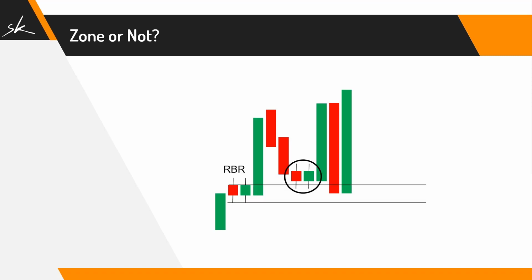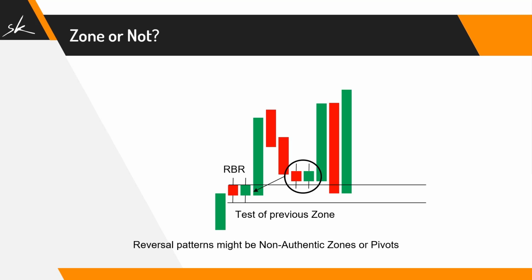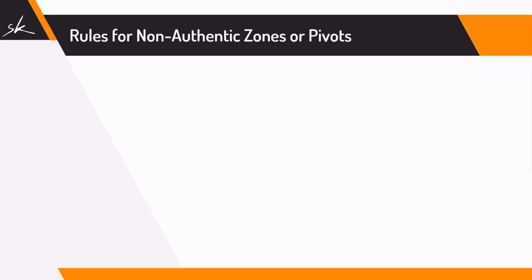If we look back in history, the drop base rally was formed as a test of a rally base rally. Therefore, a reversal pattern might not be a zone but a test of a previous zone. Such zones are called as non-authentic zones. Reversal patterns are also called as structures of pivot. Reversal patterns can be non-authentic or pivots. Therefore, whenever we are using reversal patterns for trades, we want to add extra probability.